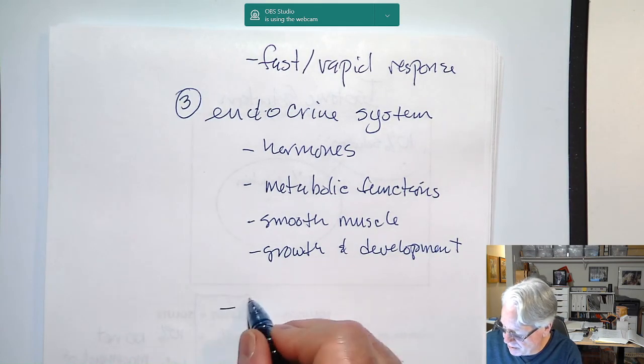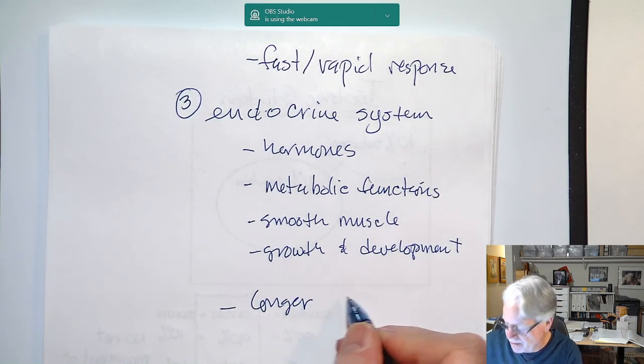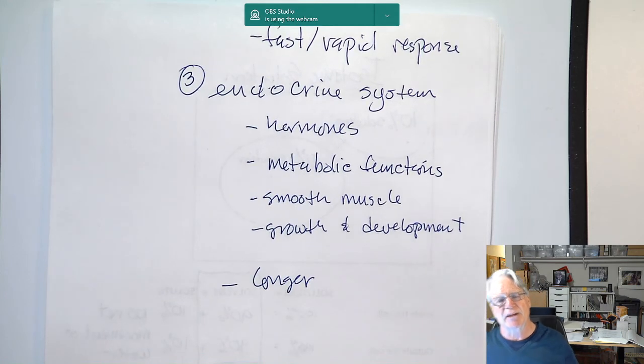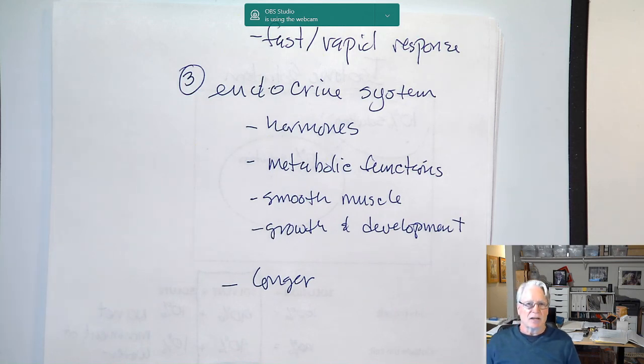And it tends to work on the long term, on a longer timeline than the nervous system does. There are some exceptions to that. So, for example, adrenaline is instantaneous, and that's part of the endocrine system.